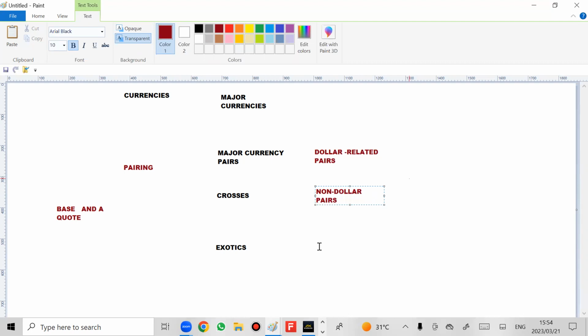Lastly, exotics. I forgot how to word it. I remember the word now. That is currencies from developing countries, pairing with the dollar, right? Yes, pairing with the dollar.